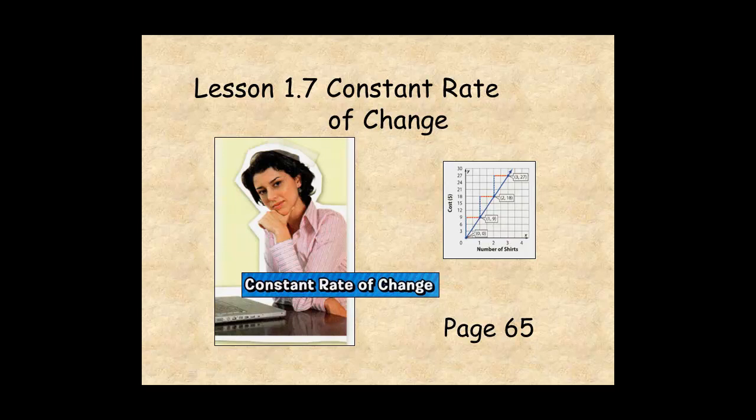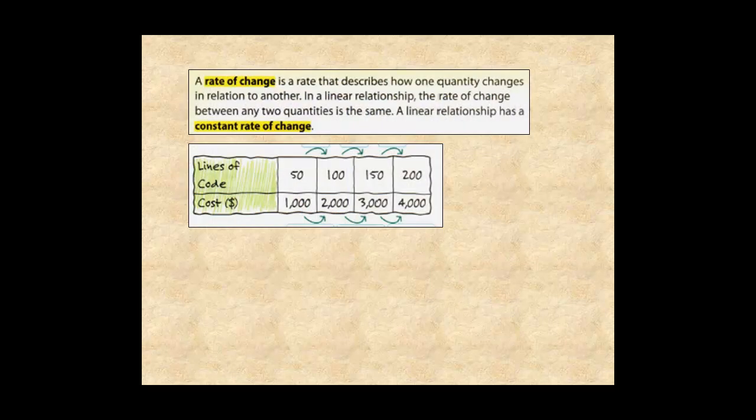This lesson shows you how to calculate the constant rate of change. A rate of change is the rate at which one quantity changes in relation to another. If the rate of change is constant, it's called a linear relationship.